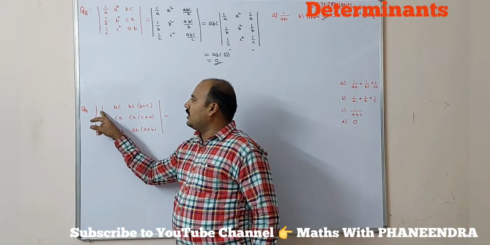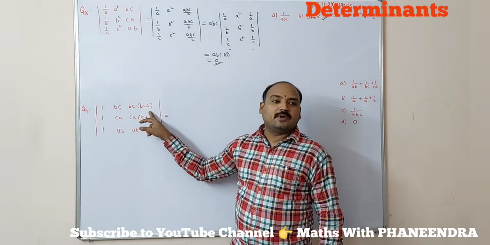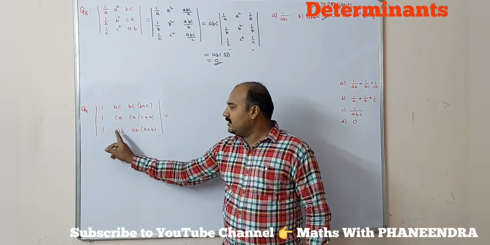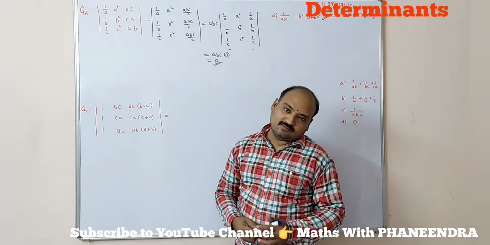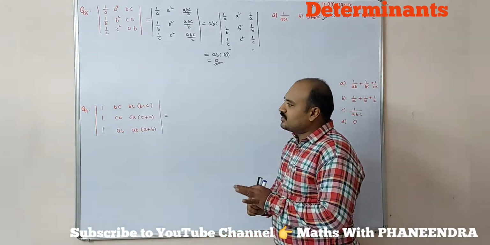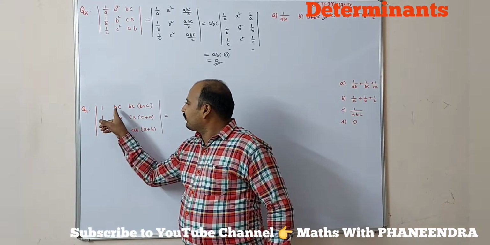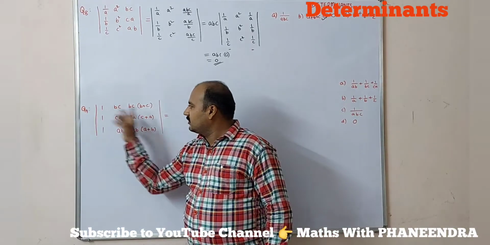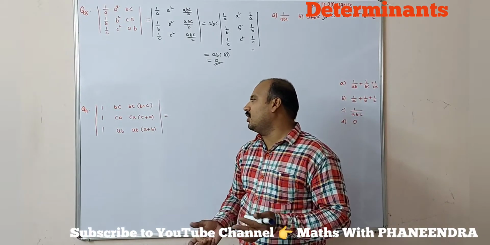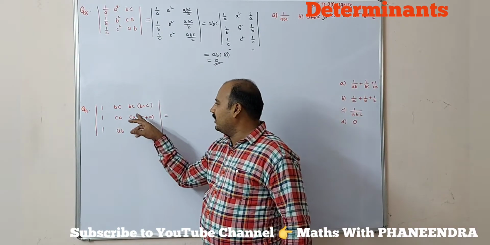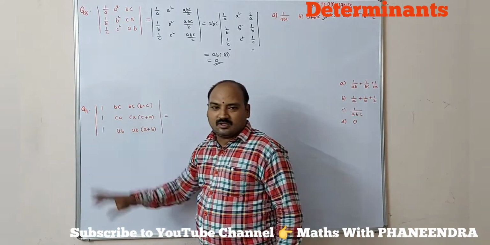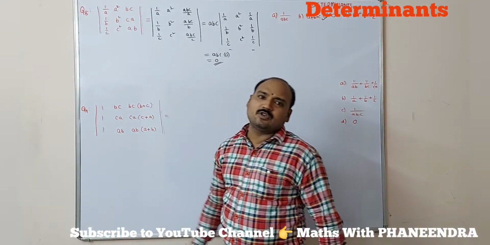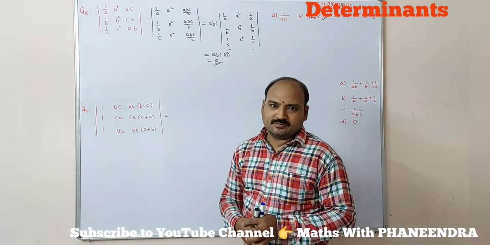Determinant of 1, BC, BC into B plus C; 1, CA, CA into C plus A; 1, AB, AB into A plus B. See, I want to take common BC from the rows or columns. Suppose if you take out common BC from the first row, here BC is not there. From the second row, CA is not there. And here AB is not there. So what we have to do?